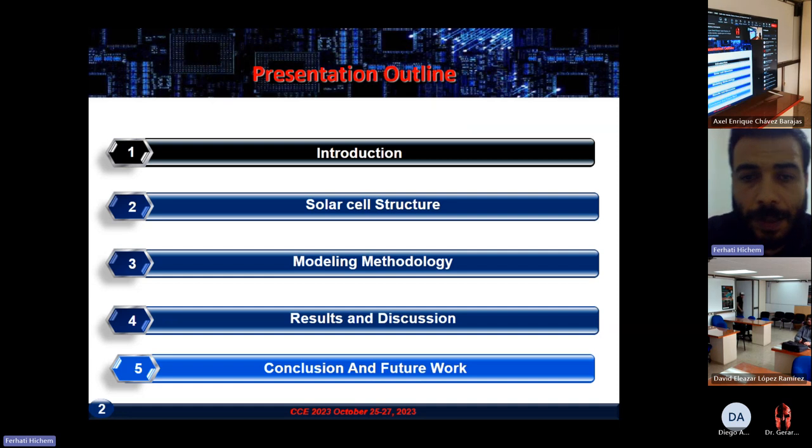So the presentation outline is given as follows. First, we start with an introduction describing the progress and the limitations associated with thin film solar cells. Then we present the solar cell structure based on double perovskite layer and several electron transport layers. And then in the third section, we give the modeling methodology used to simulate our proposed device. The results and discussion are given in the fourth section. And finally, we conclude with some remarks and future perspectives.